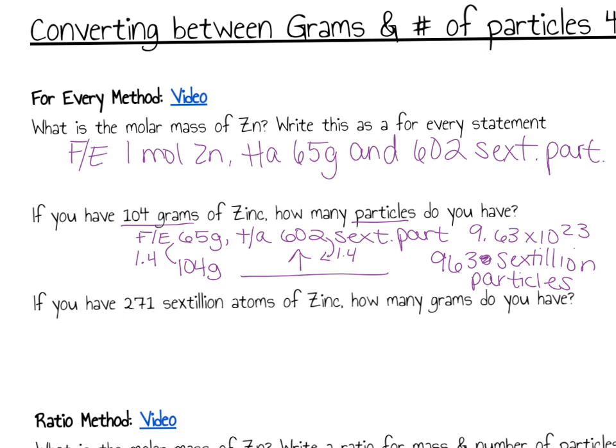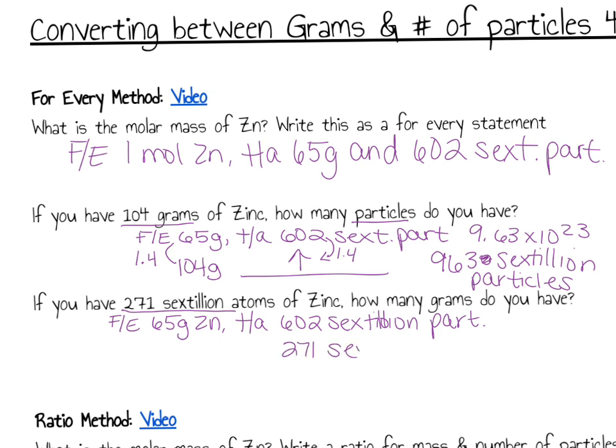Okay. For this problem, we're going to use the exact same for every statement. So for every 65 grams of zinc, there are 602 sextillion particles, or 6.02 times 10 to the 23rd particles. And in this problem, we are given 271 sextillion atoms. And remember, atoms are the same as particles.